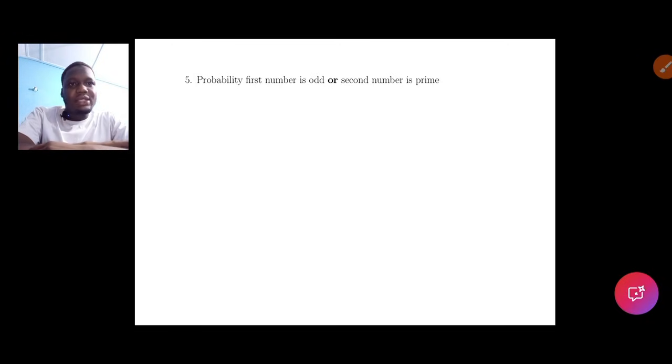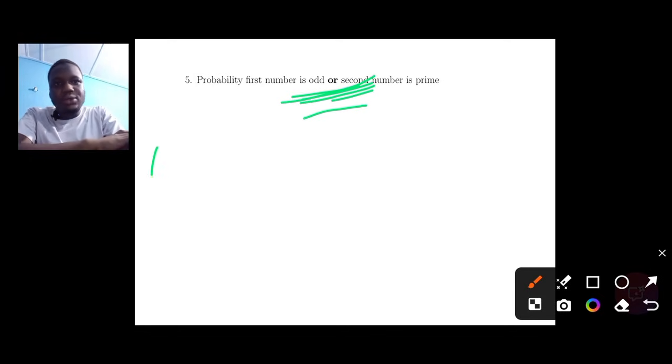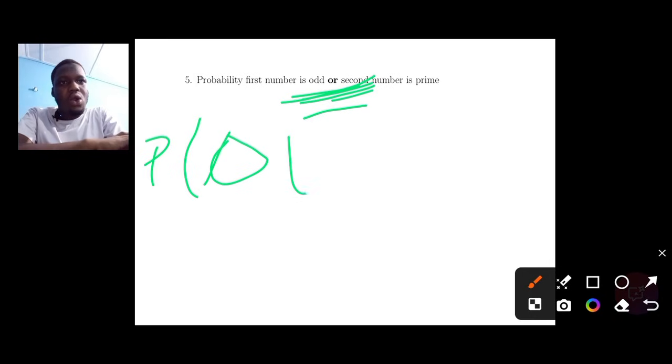Probability first number is odd or second number is a prime, a union language going up here. So probability that first one is odd or second one is prime.